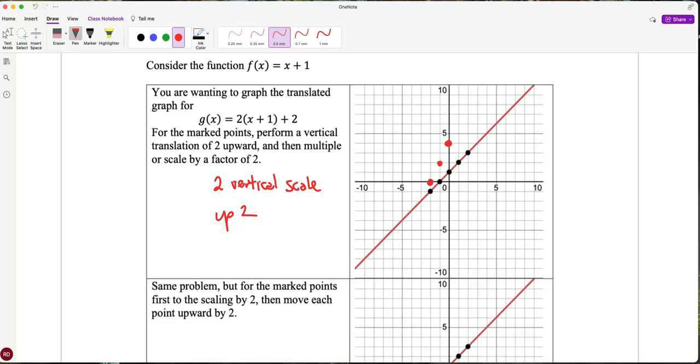Sitting here at a 2, double that, you get a 4. Go up 2, you get a 6. If I'm sitting at a 3, double that, you get a 6. Up 2, you get an 8. So what I see here is the line that goes through all of these points. Now, what is the graph of this line? I can tell the slope is still 2. This is 2x plus 4.